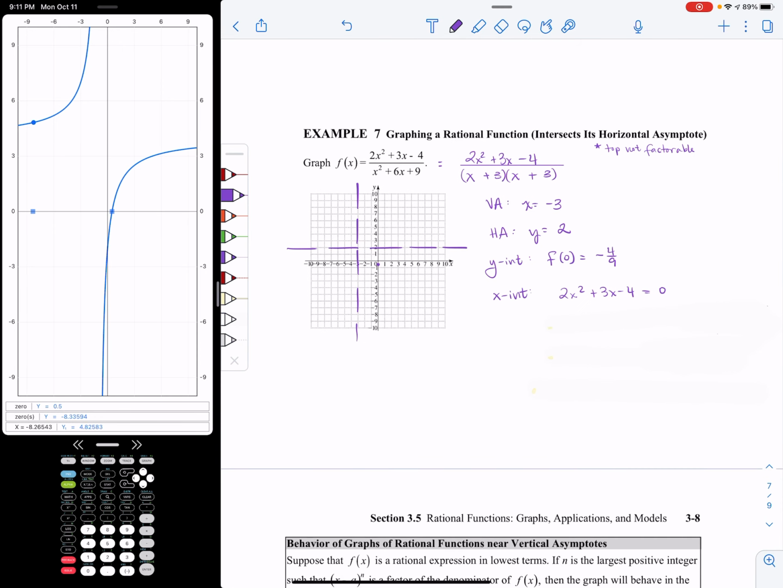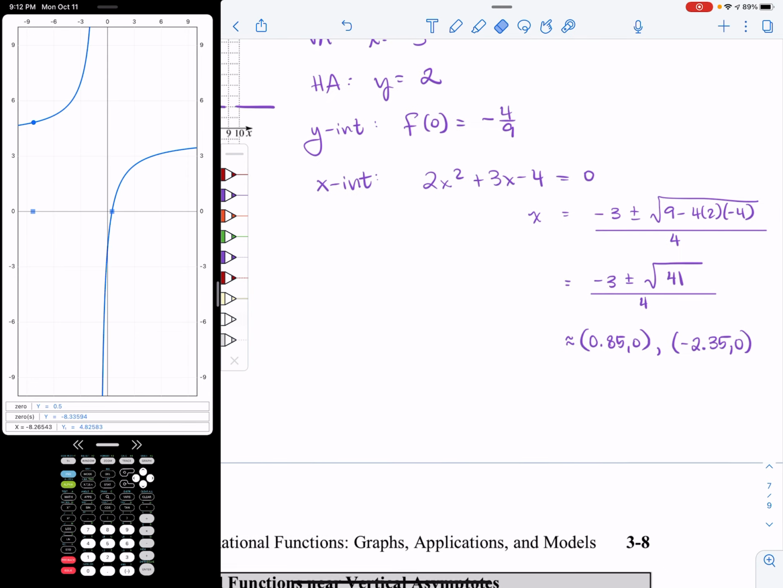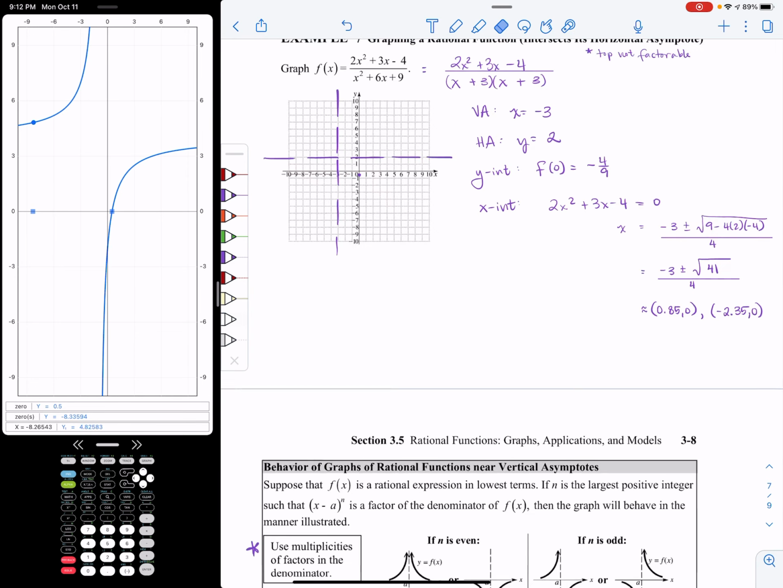And then for my x-intercepts, since the top was not factorable, the only way I can solve that quadratic is one of my other methods. So I just chose to use the quadratic formula on this. And so there's the work that I have. But since I'm graphing, I just went ahead and got some decimal values for that quadratic so that I could put them on my picture.